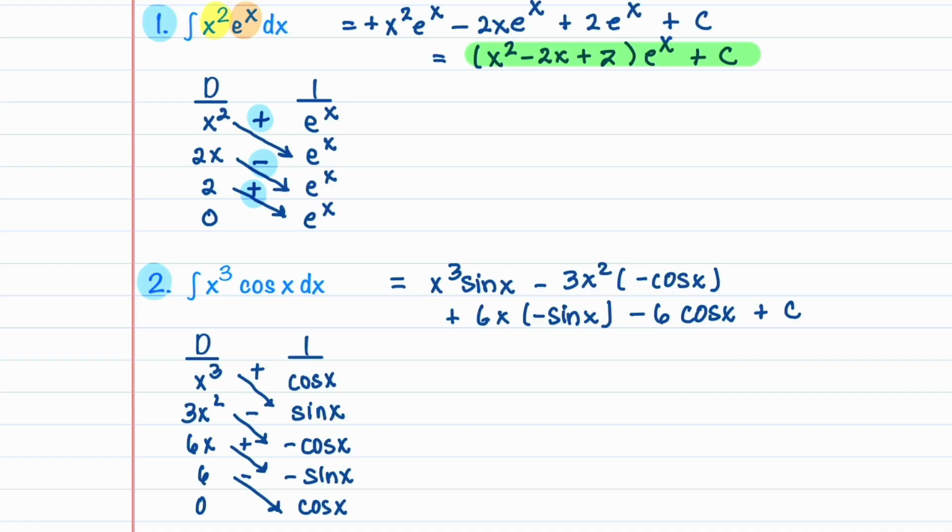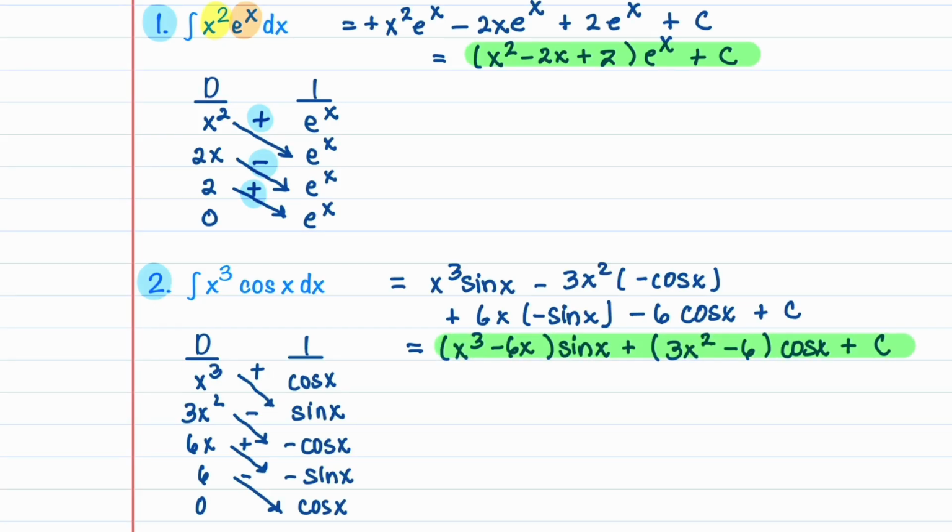Now we need to write down our final answer. Let's combine terms. Let's combine our sine terms. And this gives us x cubed minus 6x times sine x. And then our cosine terms, we're going to have a 3x squared. Remember, we have two negatives there. And then minus 6, and that multiplies cosine x, and we have plus c. And there's our final answer.